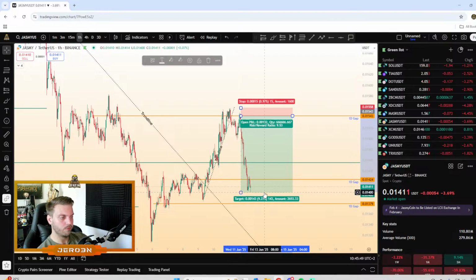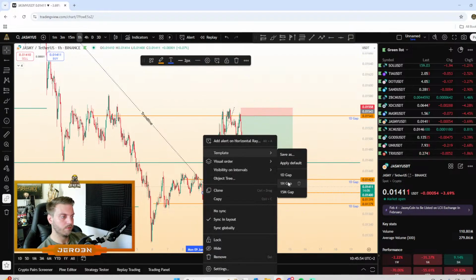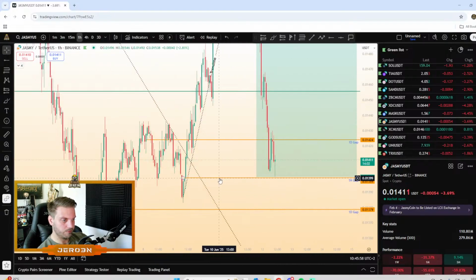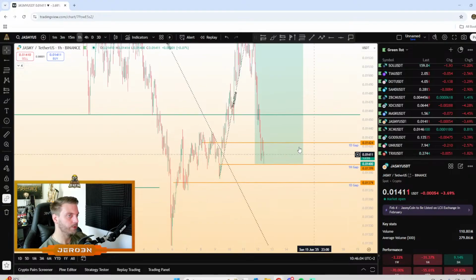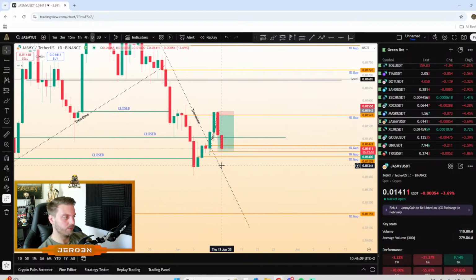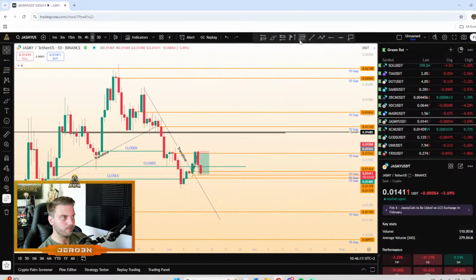Okay, we can focus on the 1 hour gap, which is laying right over here. 1 hour gap. And perhaps it even already filled. Almost, so might have just missed it by an inch. However, we did close on the daily. So going back on the daily. Yeah, we have this retest happening right now.